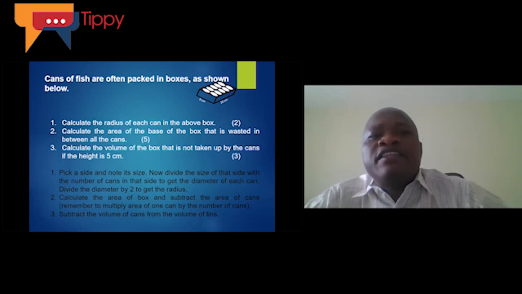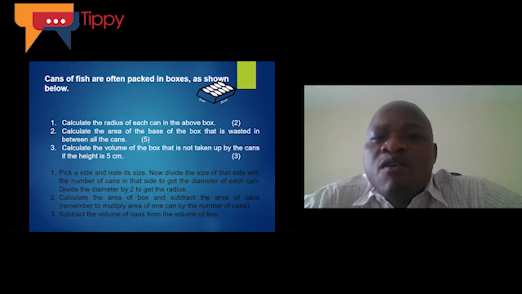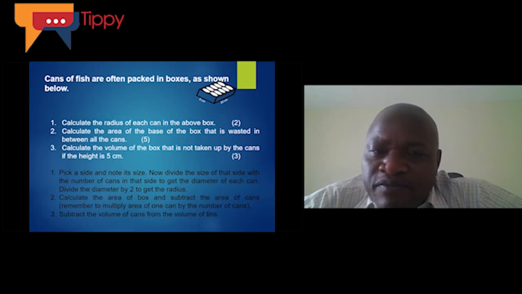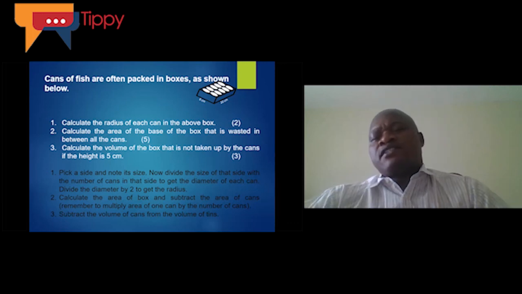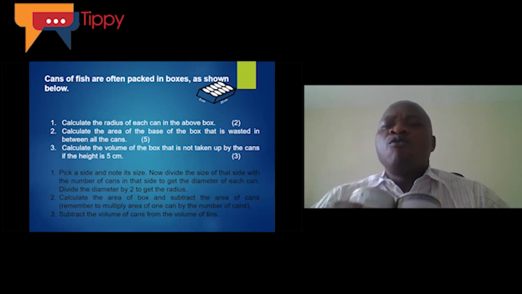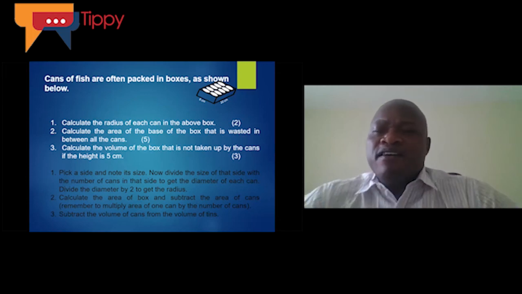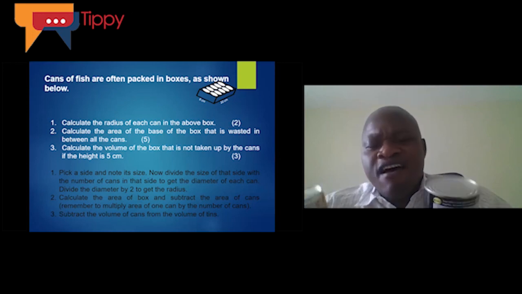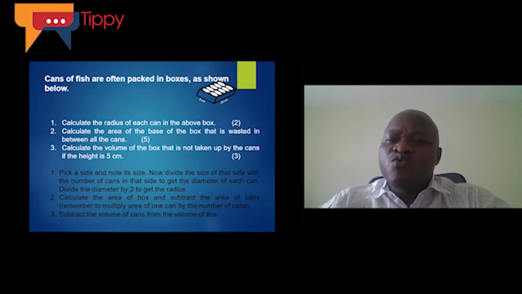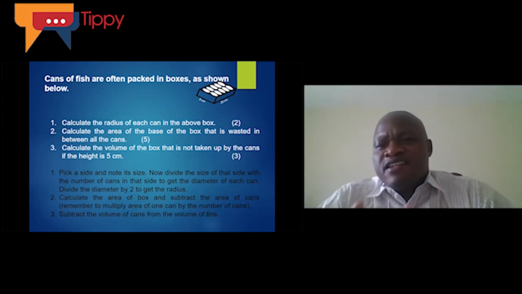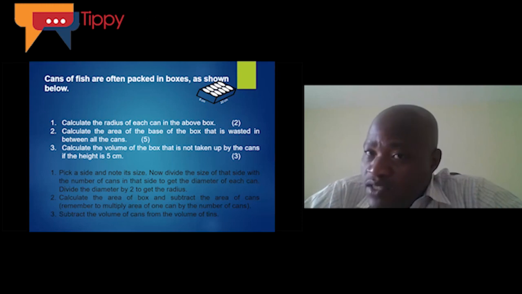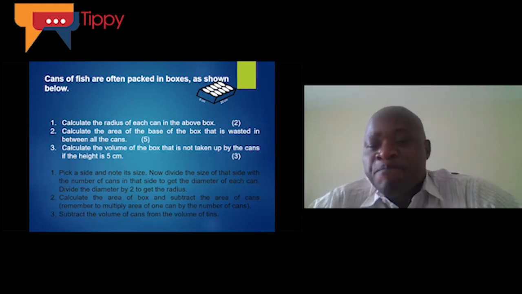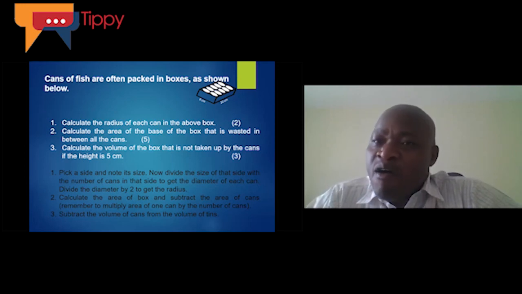Let's proceed to the next question. The next question is to calculate the area of the base of the box that is wasted. Unfortunately, with round objects, when they fit in a box, they will always leave out space. I'm referring to that space in between there. So we become interested in knowing how much space is wasted in between. To find the area of that space, we calculate the area of the whole box at the base, and subtract the area of the cans.